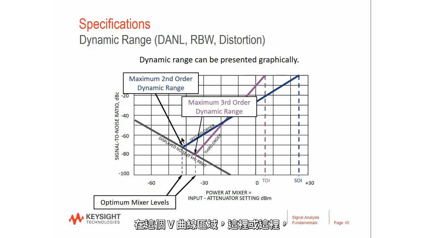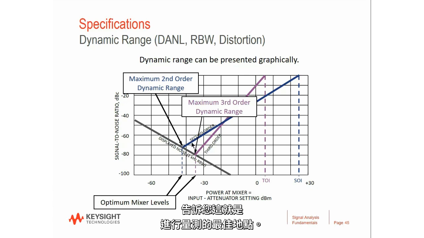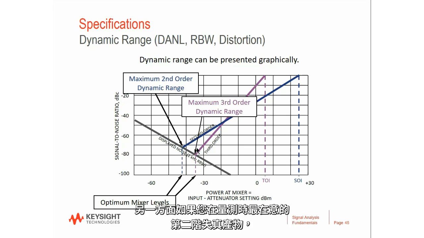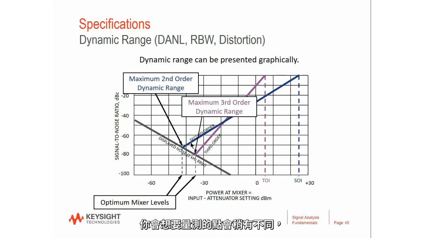So now we have the makings of understanding where is the optimum place to make the measurement. In this V-curve area, here or here, the intersection of the noise line and the distortion line tells you that the best place to make a measurement, if you want to maximize your dynamic range and you're concerned about third order intermodulation products, is right about here. On the other hand, if you're making a measurement where the second order distortion products are your primary concern, you actually want to make that measurement at a slightly different point, which might be here instead.